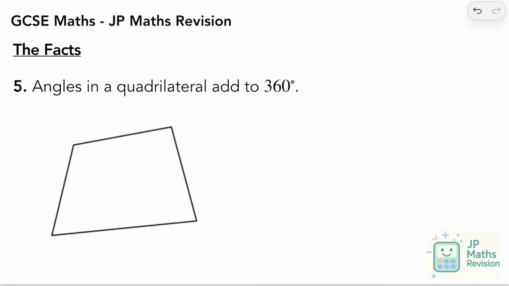Number 5 is that angles in a quadrilateral add up to 360. So this time, if we knew what 3 angles in the quadrilateral were, we could add them up and subtract them from 360 to work out the fourth one.